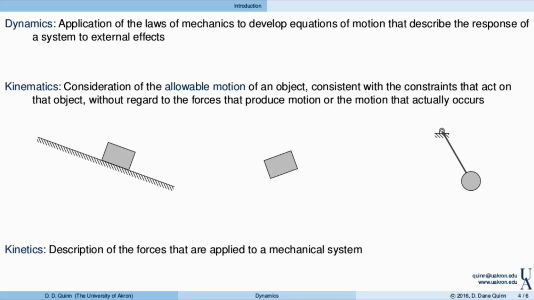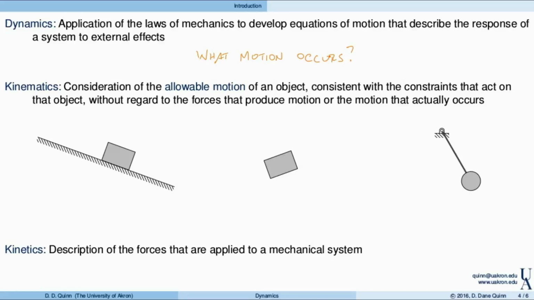So now a little bit more about that process. Dynamics, again, is the application of the laws of mechanics to develop the equations of motion that describe the response of a system to external effects. So again, taking linear momentum balance and applying that to a specific system at hand. Really, the question that we are interested in here is what motion occurs, right? What happens? I take some forces, I apply them to a system, and again, what motion does that system undergo?